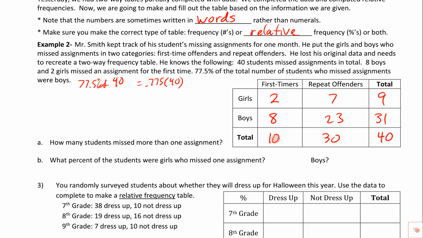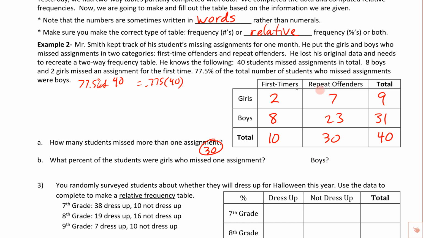Early on, we knew that if this added up to 10 and the total was 40, that had to be 30. So the answer on that one is 30. Then it says what percent of the students were girls who missed 1 assignment, and the second part of that question is boys who missed 1 assignment. So let's take a look here.